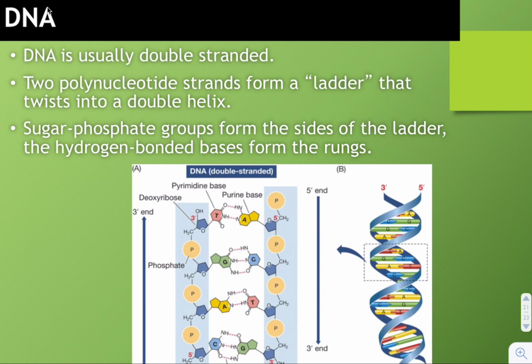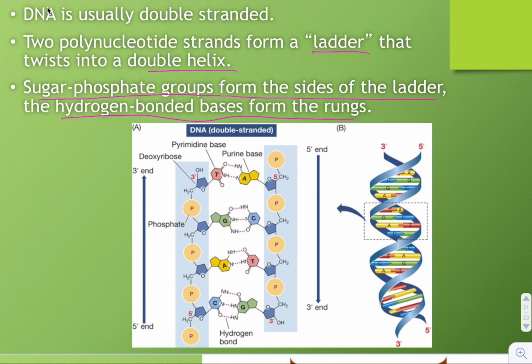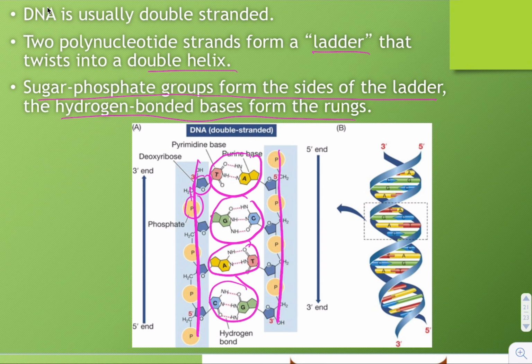DNA is usually double-stranded. 2 polynucleotide strands form the ladder that twists into a double helix. And then the sugar phosphate groups form the sides of the ladder, and the hydrogen bonded bases form the rungs, if you're thinking of the ladder. So we have the sugar phosphate, a pentose and a phosphate. That's going to be the backbone, the sugar phosphate backbone. And then in the middle, we have the nitrogenous bases, and those are the rungs, if you're thinking of a ladder. Those are the nitrogenous bases.